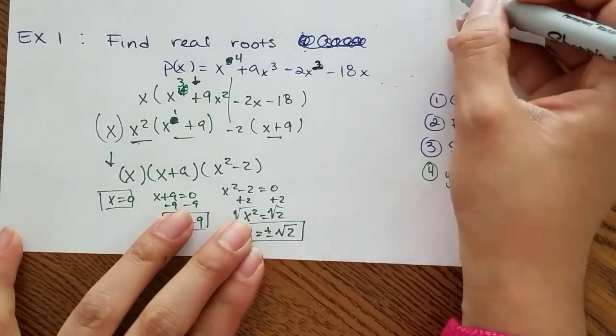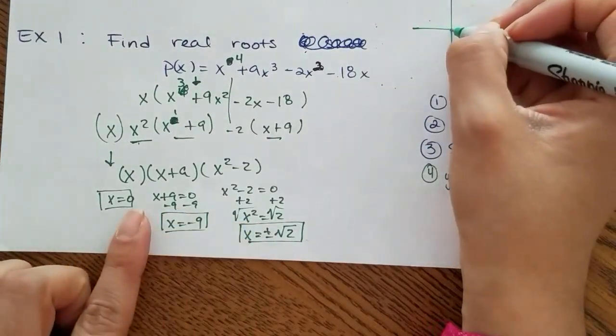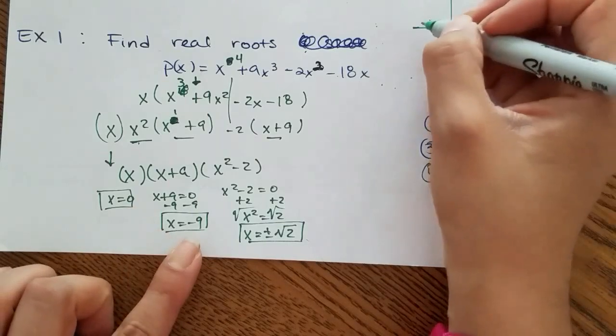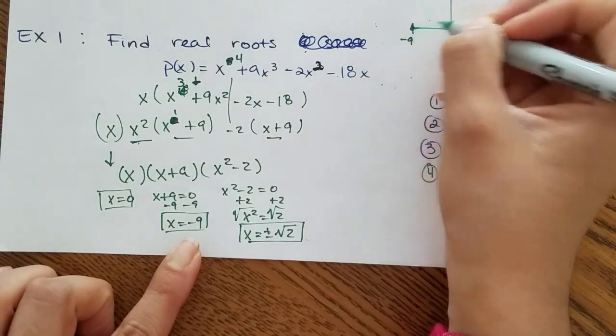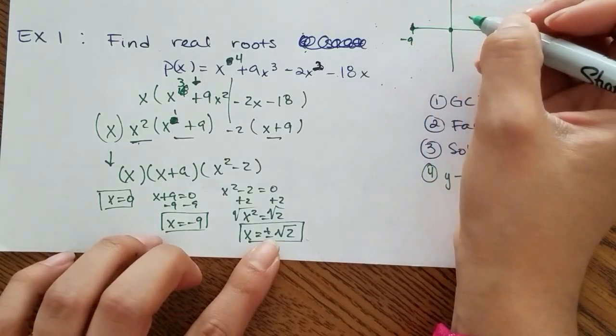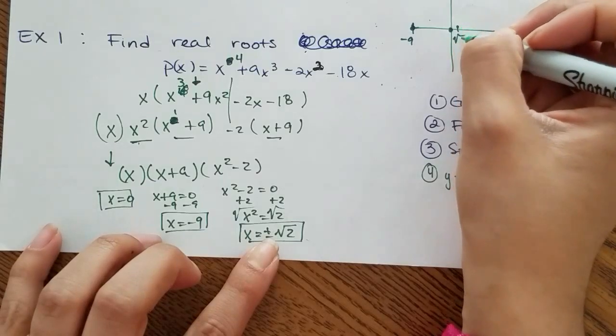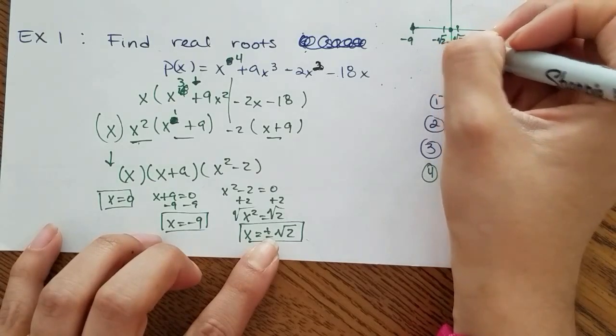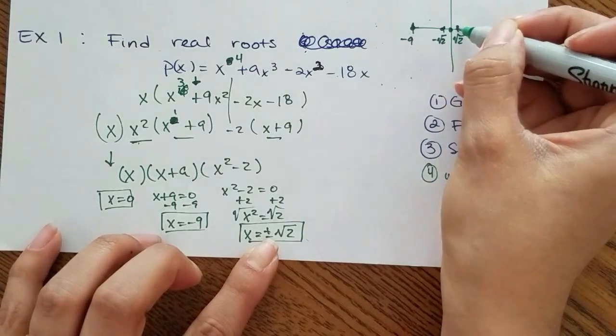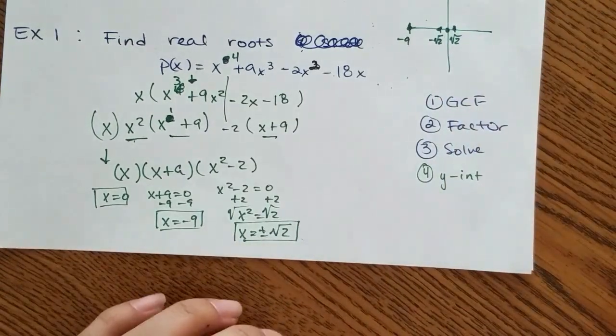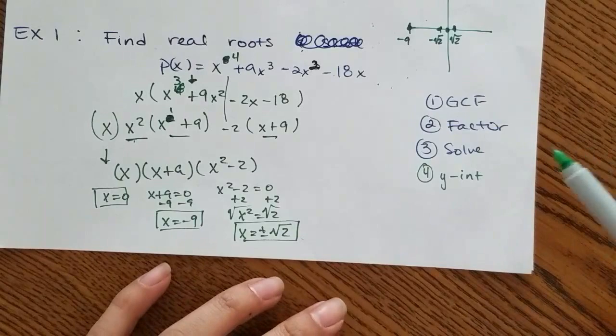So if I wanted to sketch a graph of it, I know that it would cross here at the origin. At negative 9, I would have an intercept, and then at the positive square root of 2, and at negative square root of 2. Okay, so it's going to cross the x-axis 4 times. Now the last thing that I'm going to do here is find the y-intercept.